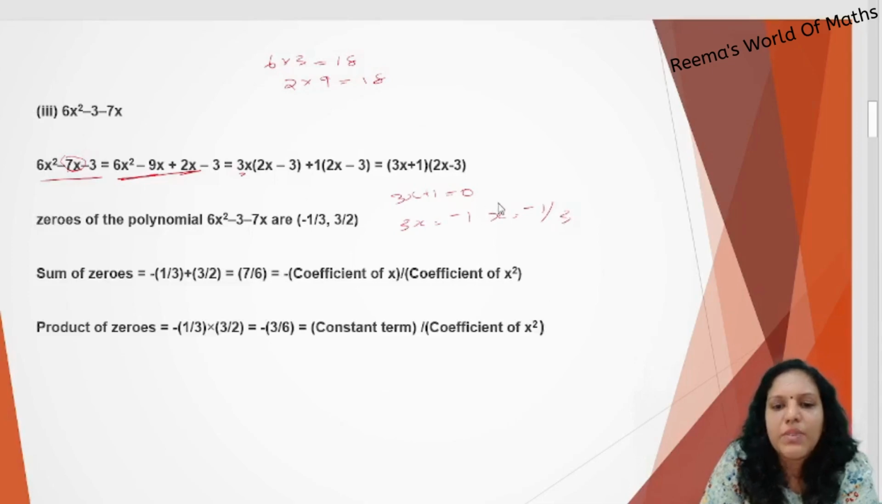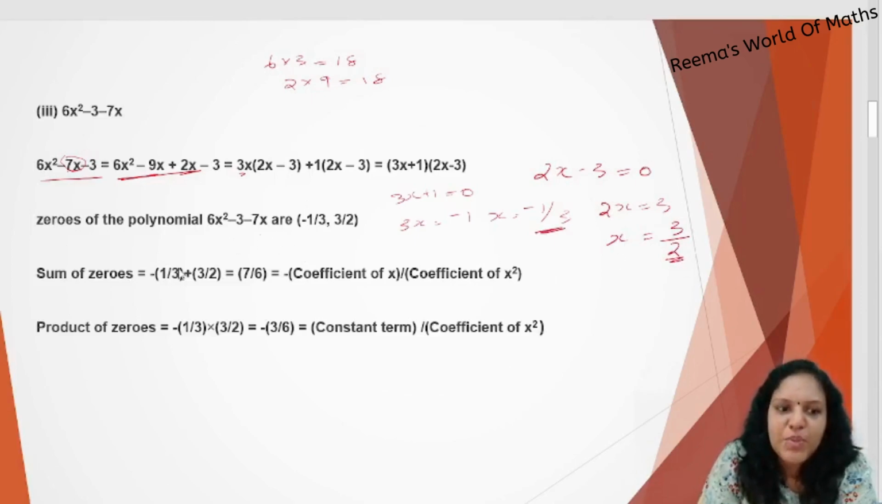So how we will find it? 3x plus 1 equal to 0. So 3x equal to minus 1, then x equal to minus 1 by 3. And similarly for the second one, 2x minus 3 equal to 0. So 2x equal to 3, x equal to 3 by 2. So the first zero is minus 1 by 3 and the second zero is 3 by 2.